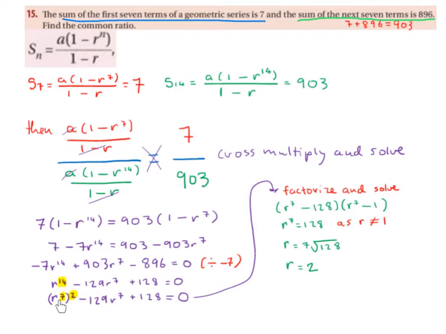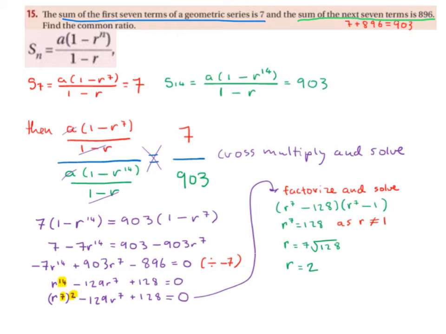So if that was x squared minus 129x plus 128 equals 0, we would factorize, opening up two sets of brackets. We would have an x in the front of each bracket. We would get the factors of 128 that add together to give minus 129. So instead of an x in the front of each bracket, we're going to have r to the power of 7 in the front of each bracket. The factors of 128 that add together to give minus 129 are going to be minus 128 and minus 1.